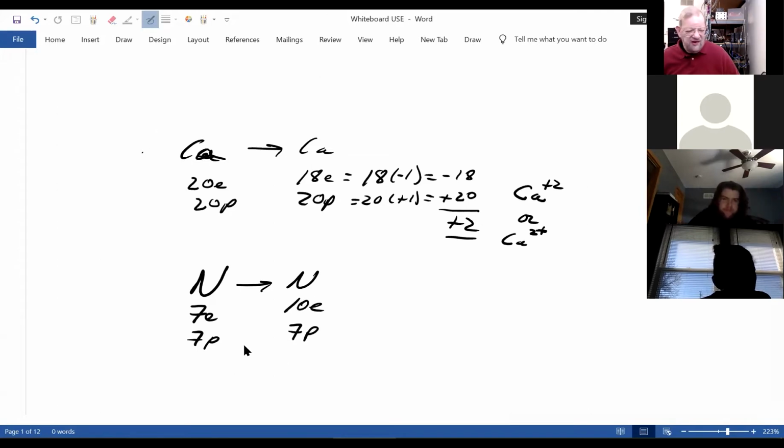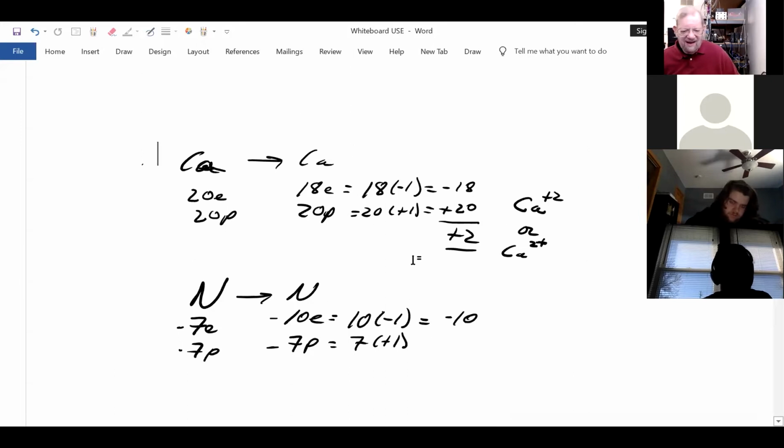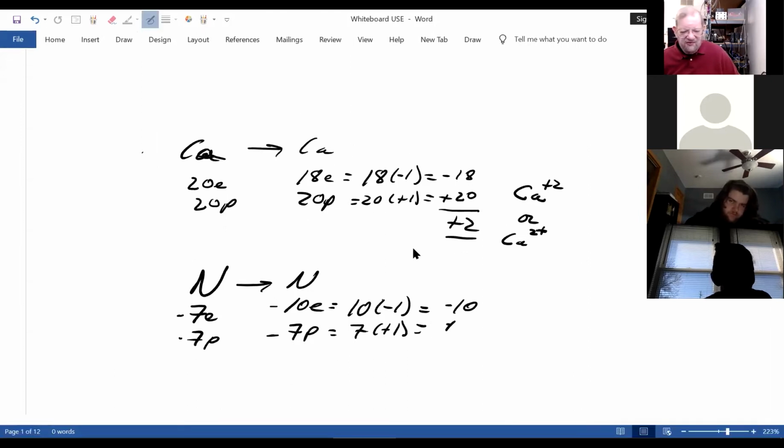So it starts out with 7 electrons, 7 protons. You never change the protons, but it would want to get 3 more electrons to have an octet and be happy. And therefore, let's do the math. Each electron is a -1 charge. Each proton is a +1. Can everybody see this? Okay. And then this will be +7. Add it up, you get a -3.